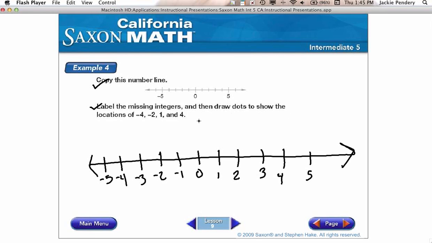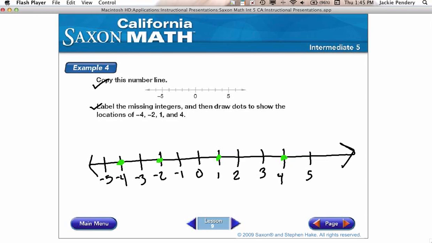And then draw dots to show the locations. So we want to label -4. So I'm going to draw a dot on the intersection of the tick mark and the number line. So I'm going to put a nice dot there. Another one at -2, at +1, and +4. Okay, and that's it.